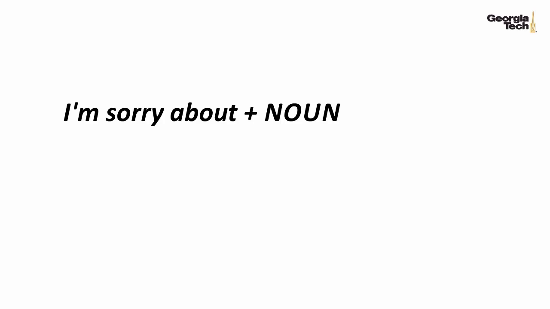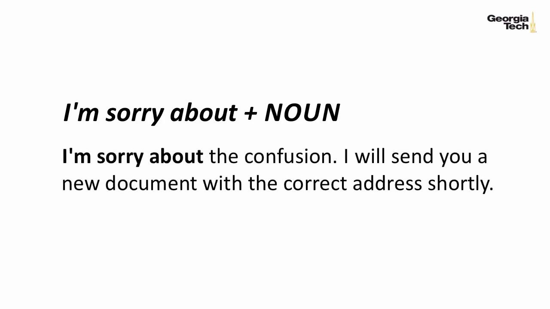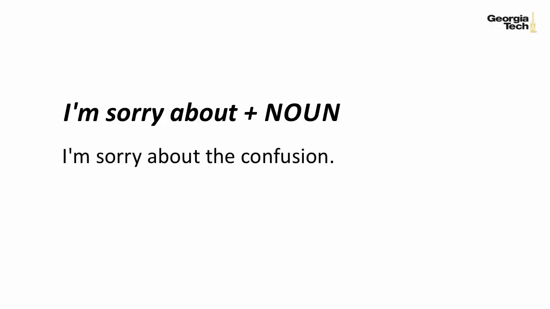Here's an example of a situation where this type of apology is used. I am sorry about the confusion. I will send you a new document with the correct address shortly. In this example, the author gave the incorrect address to the recipient and is apologizing for it. Because this problem can be easily fixed, it wasn't necessary to describe the mistake in detail and keep the apology brief. You can always use words such as inconvenience or delay in place of confusion.